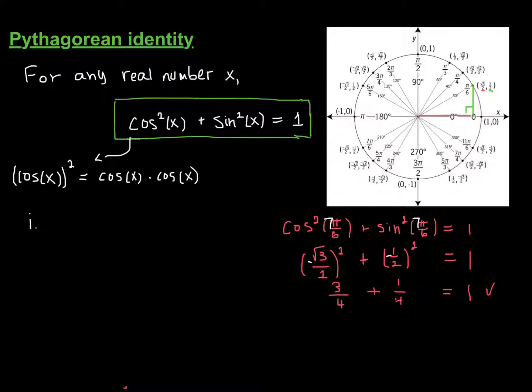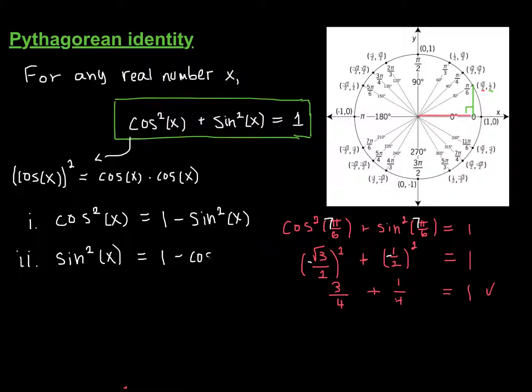this one equation. If we subtract sine squared of x on both sides, I get that the cosine squared is equal to 1 minus the sine squared. And similarly, I can solve for sine squared, which is going to be 1 minus cosine.